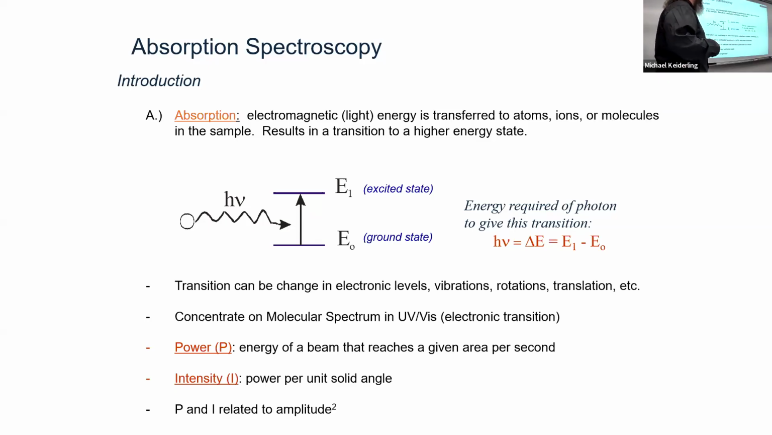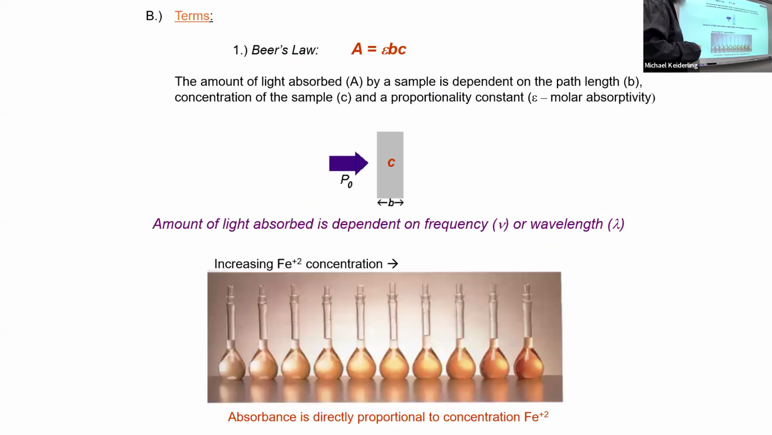To study this, we look at the power, the energy of a beam that reaches a given area per second, and the intensity, the power per unit solid angle, which is related to amplitude squared. And a most important tool is Beer's law, which is that the light absorbed by a sample is dependent on the path length, the concentration of the sample, and the proportionality constant, which is the molar absorptivity. And the amount of light absorbed is dependent on the frequency or wavelength, but in the problems, you're looking at one frequency or wavelength.